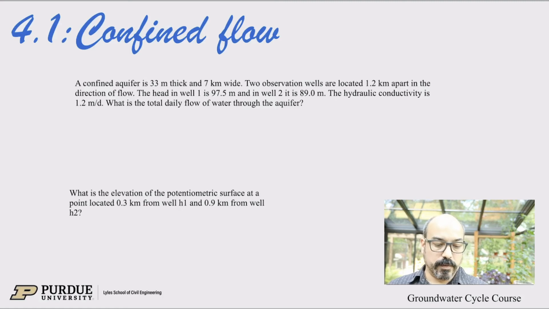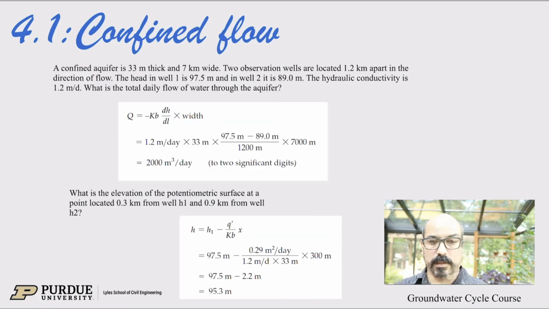What is the elevation of the potentiometric surface at a point located 0.3 kilometers from the first well and 0.9 from the second one? So let's say this is where you're thinking of putting a well for your property. Well, what is the stable level in that well? Well, you can just plug these numbers in those equations that I just gave you.